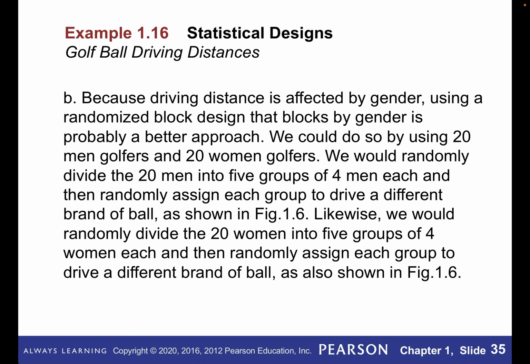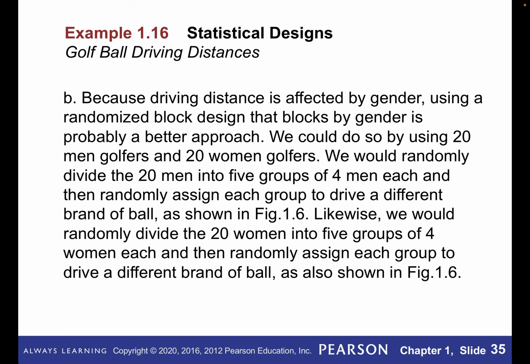So the idea with part B is that because driving distance is affected by gender, then we need to account for that. And so blocking provides a better approach. So first, we would have to assume here, or we would have to enforce that the 40 golfers are evenly divided, like 20 men and 20 women. And those are the 2 blocks, right? We put the men in one group and the women in another group, and those are the 2 blocks. And then from each block, we're going to randomly divide into 5 groups.